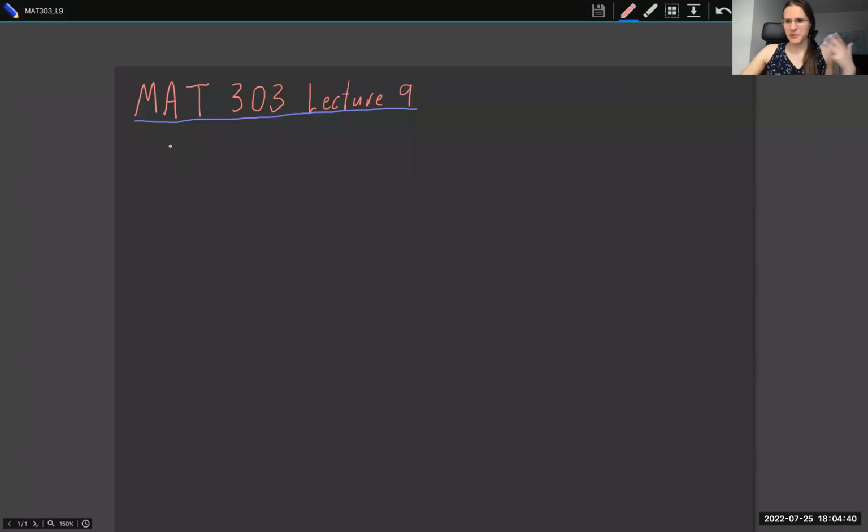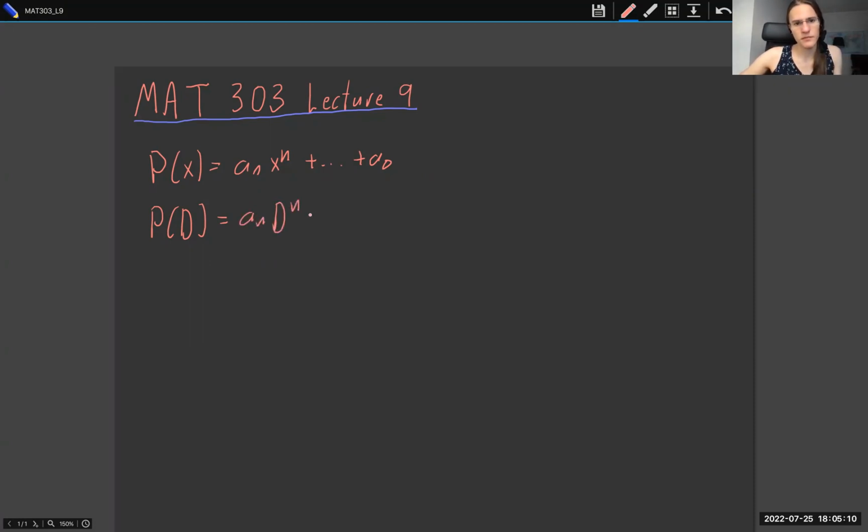Anyway, operators, we care about operators from function spaces to function spaces. And so, for example, if P of X is some polynomial, then we have the operator P of D, which is what we saw in these constant coefficient linear homogeneous equations, well, constant coefficient linear equations in general. And then sort of a naught times the identity, but we usually don't write that.